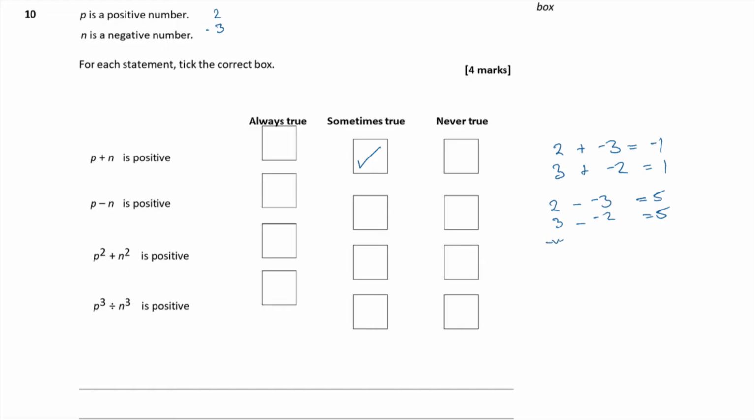So this becomes a positive number plus another positive number, and that is always going to be a positive number. Okay, so I think that one is always true.